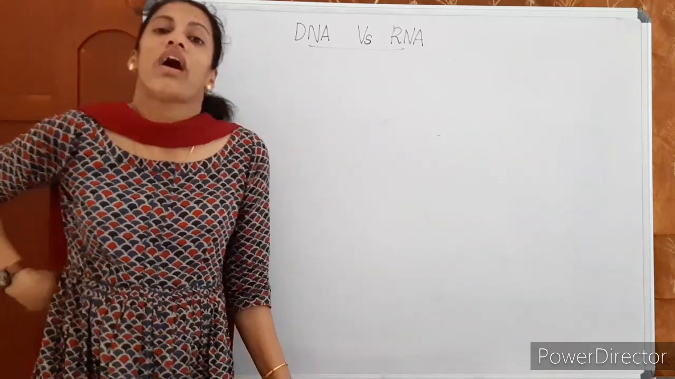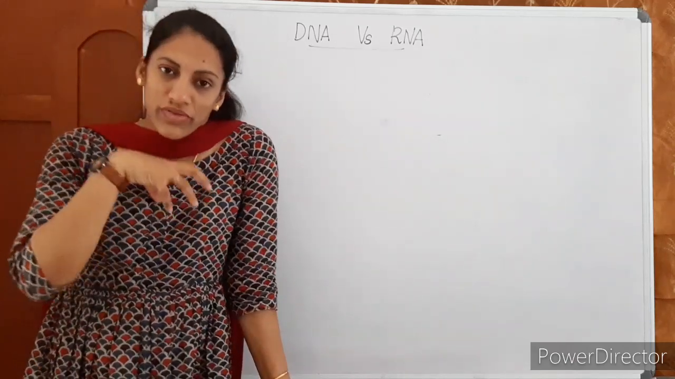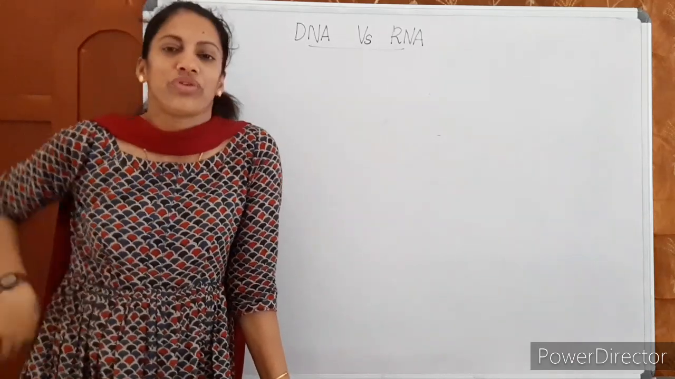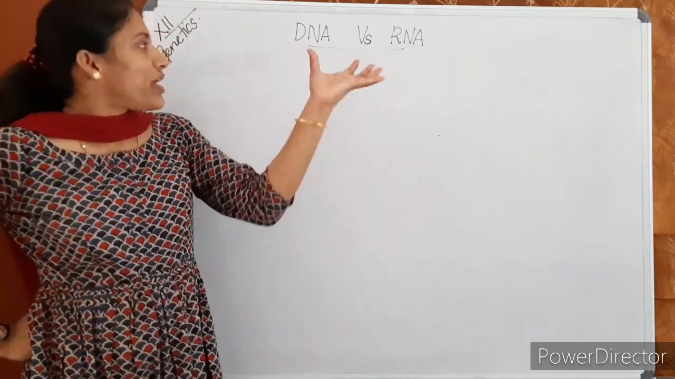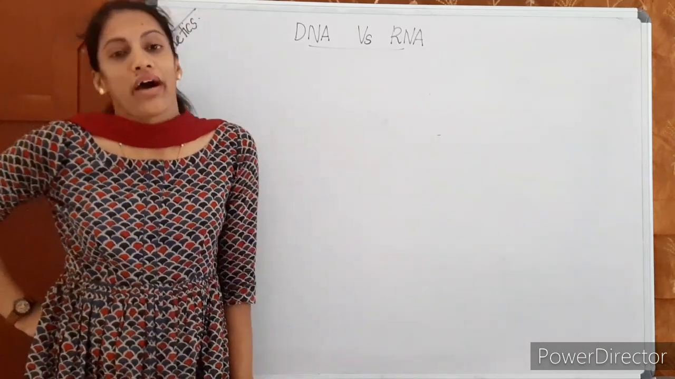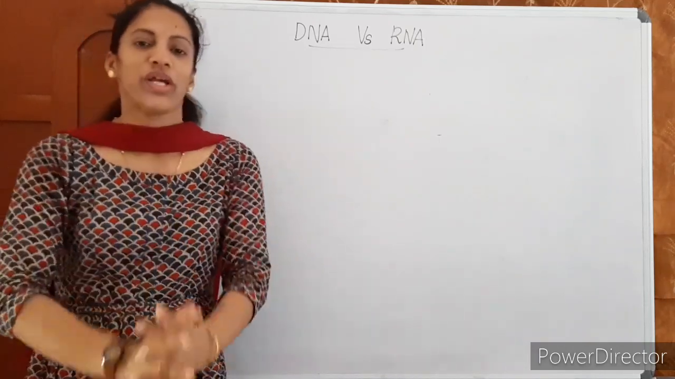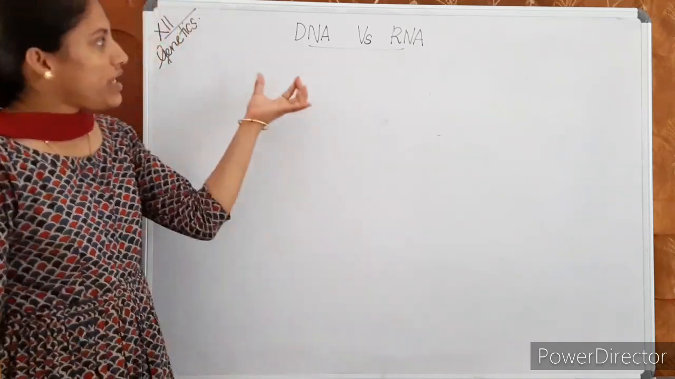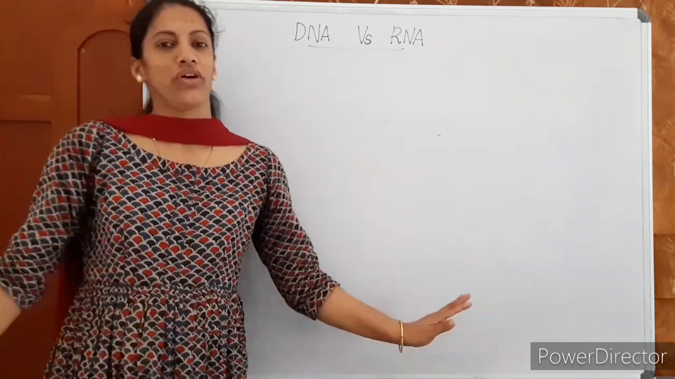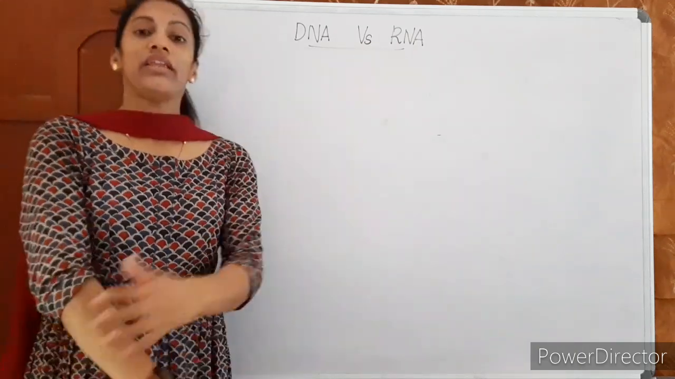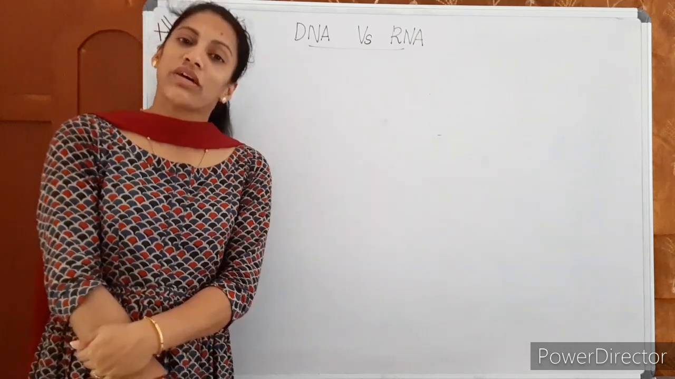And DNA versus RNA, that is a small concept. We will just finish it and then move to the next topic. When we compare DNA and RNA as the genetic material, which one is the best? That is what we are moving to. DNA is genetic material in most of the organisms, whereas RNA is genetic material in some organisms.